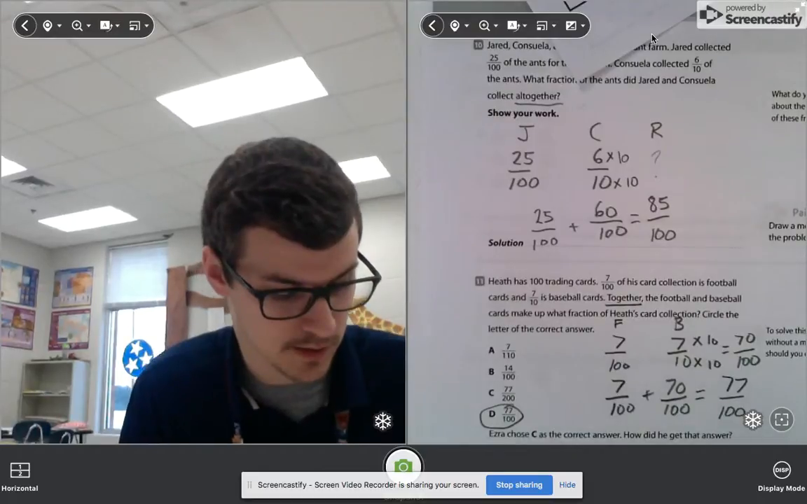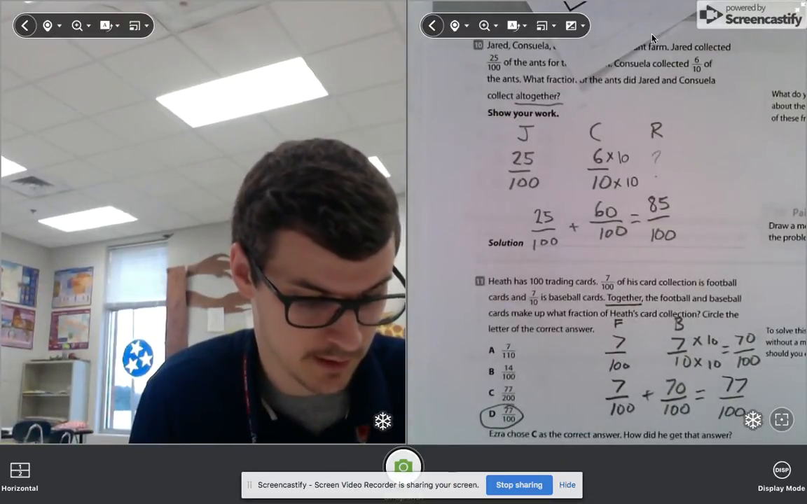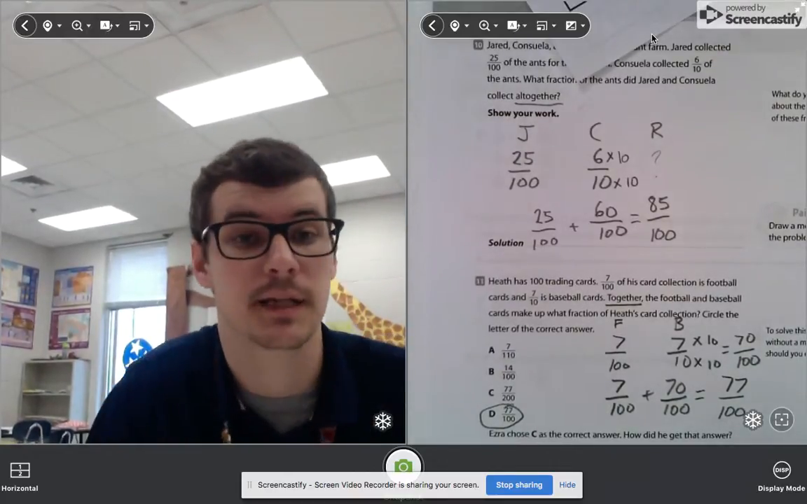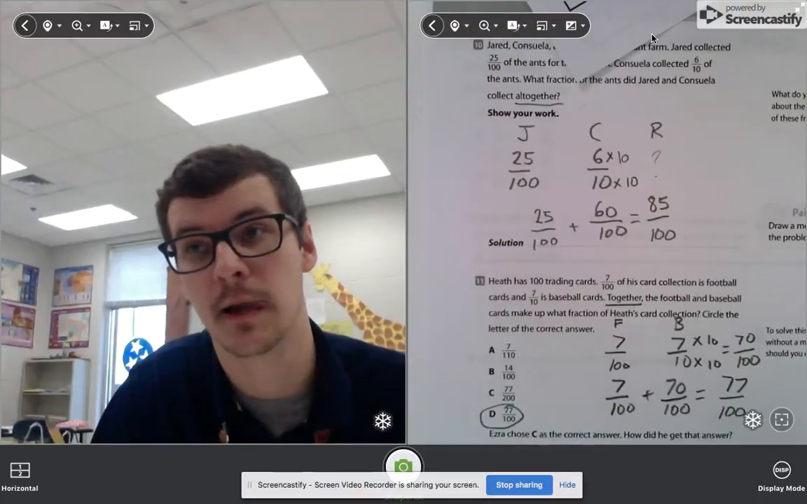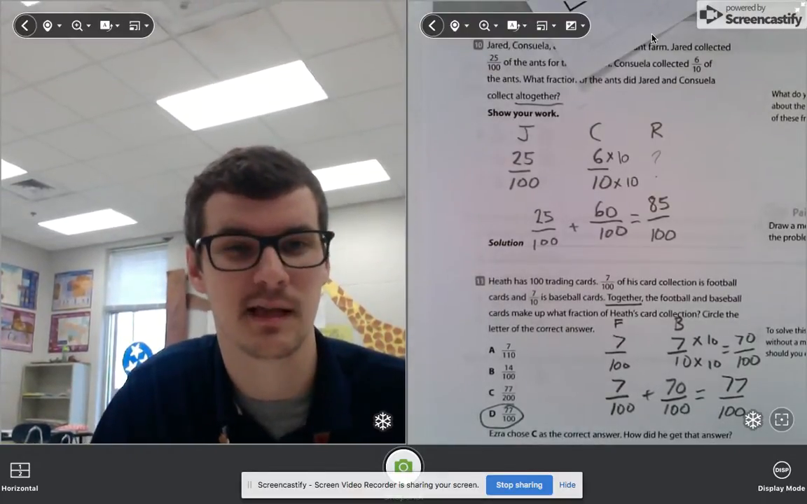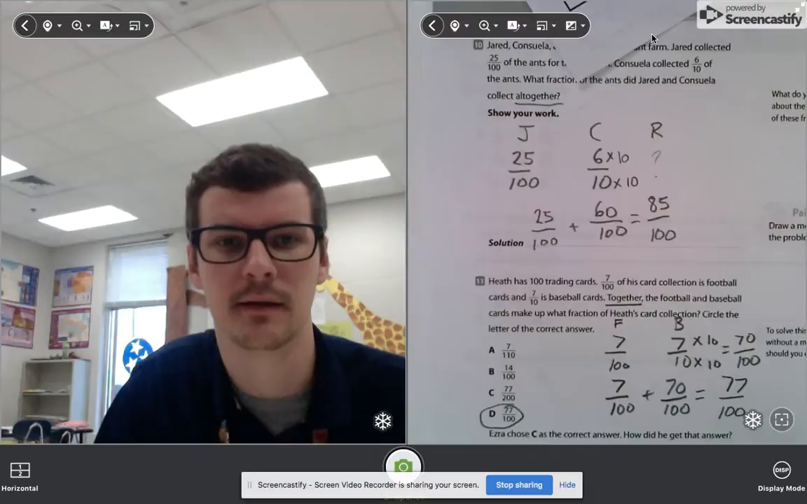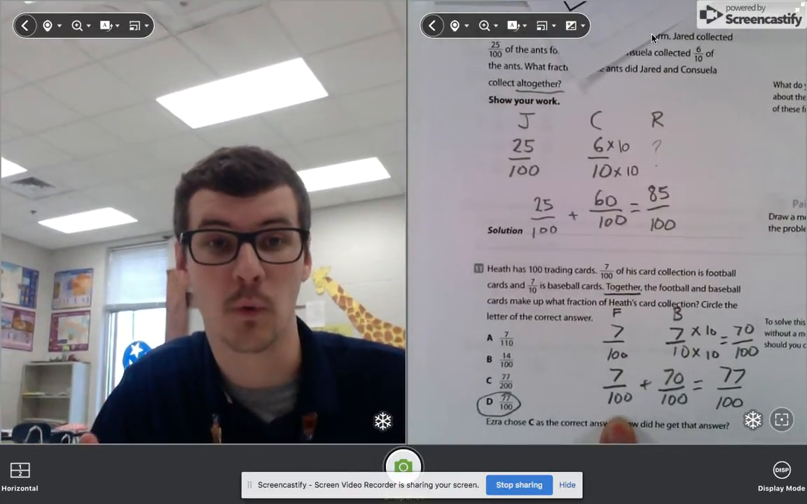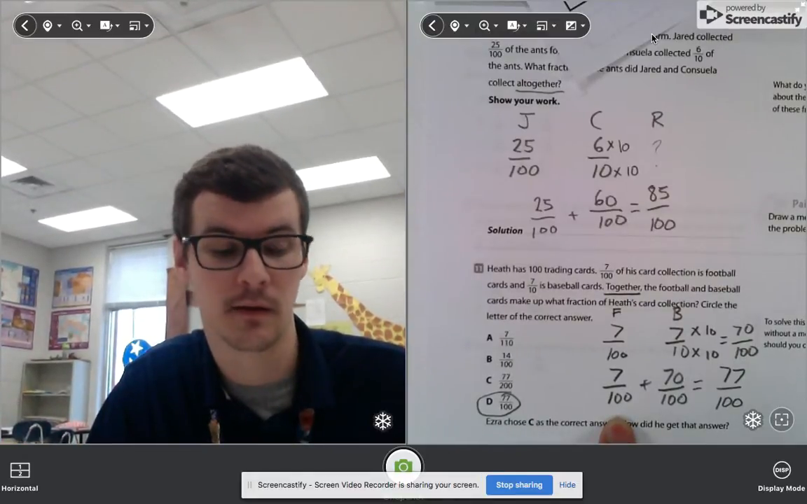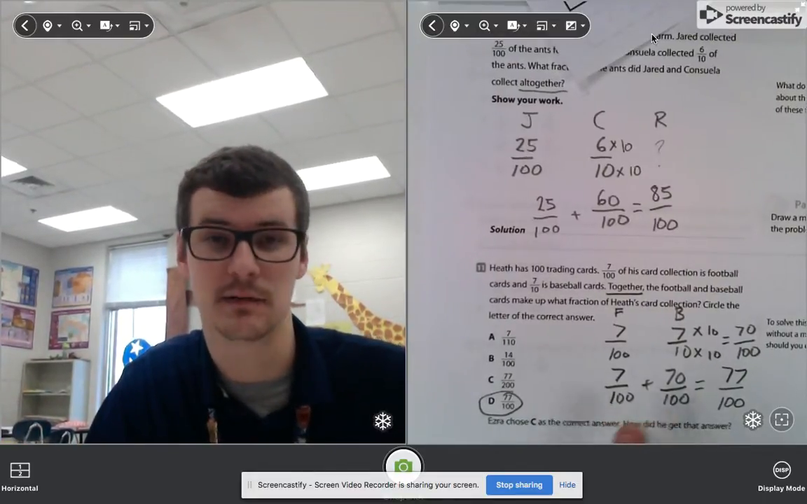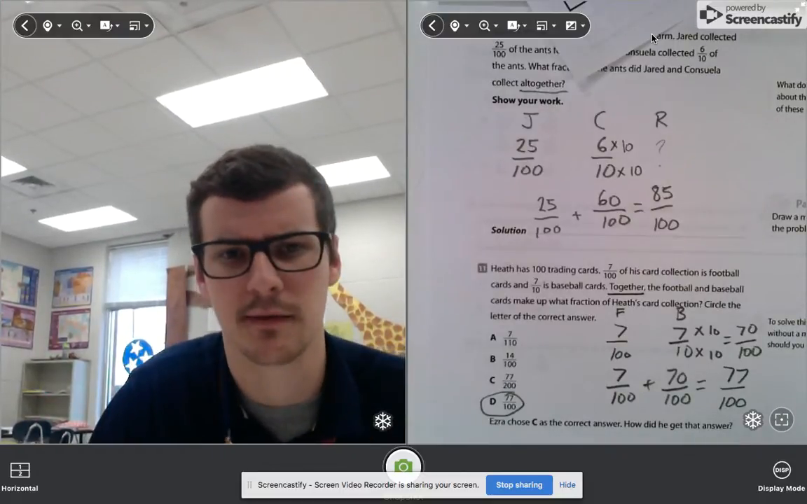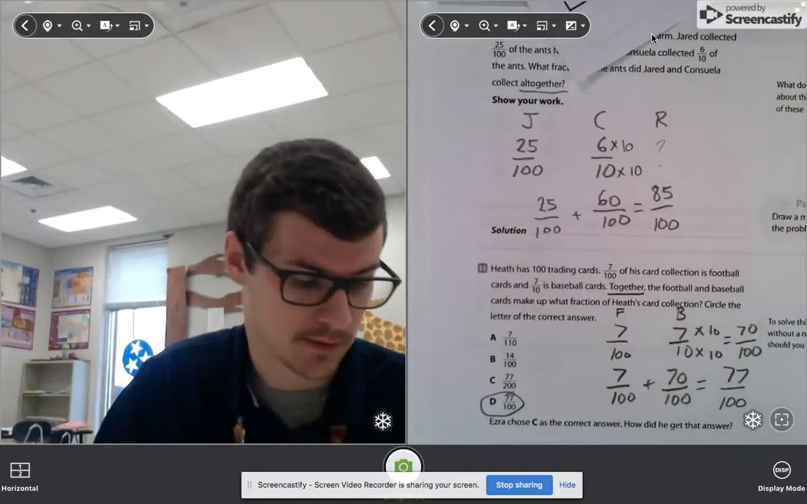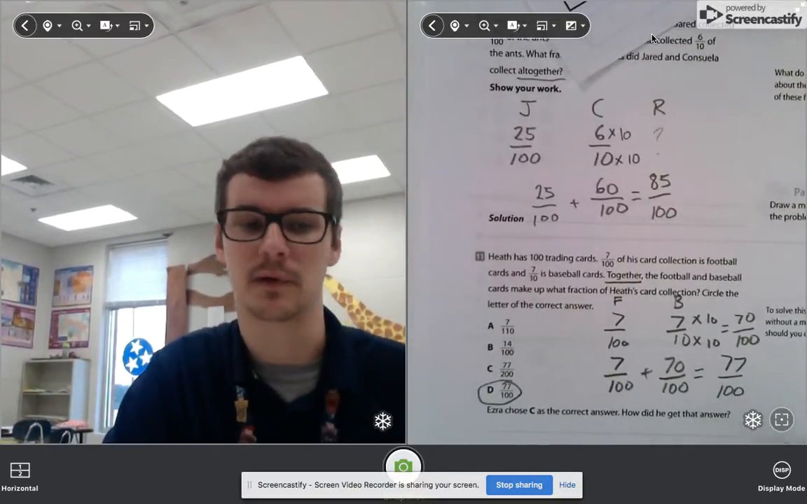Ezra chose C as the correct answer. How did he get that answer? Well, if he got 77 over 200, it's very obvious to me that what Ezra does not understand is that the denominator tells me the size of my pieces. It doesn't tell me that I have that many. It's just telling me I have 7 100th size pieces. It's not telling me that I need to add the denominators. That's something we never do, is add the denominators, because it's just literally telling us the size of the pieces. So that's what Ezra doesn't understand there in that bottom part.